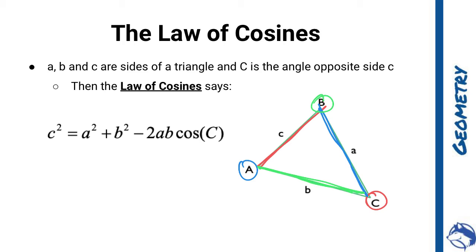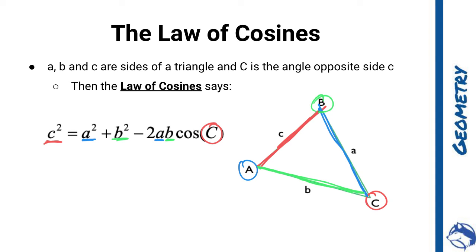So basically what I'm doing here is I'm saying that the length across from the angle that we know, or the one that we're trying to find out, is our C. It comes from that piece across the way. A comes from the blue one, B is the green one, minus 2 times A, B, and then it's the cosine of C, which was the red angle.